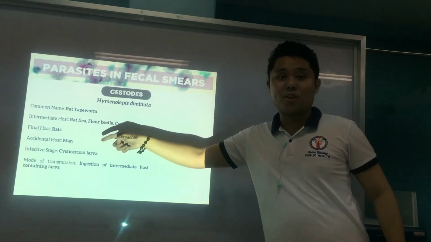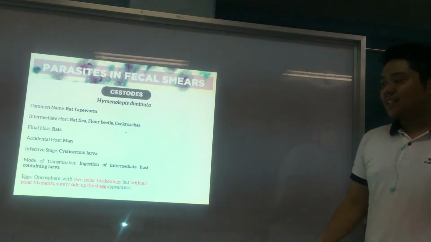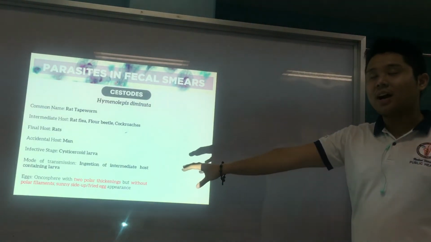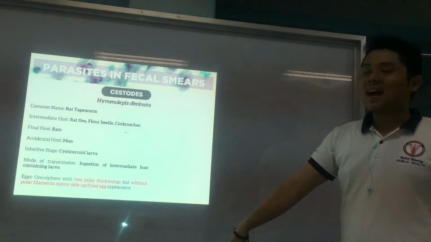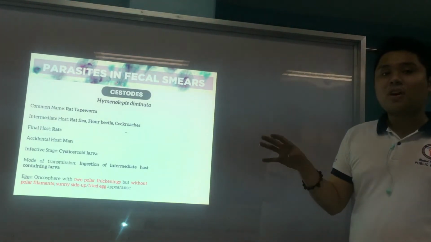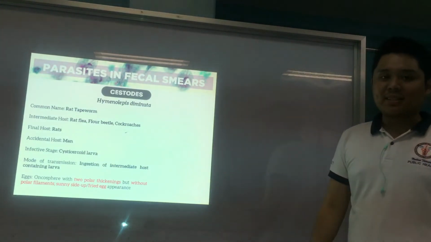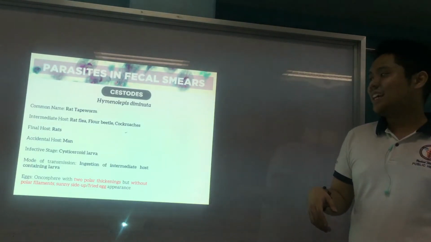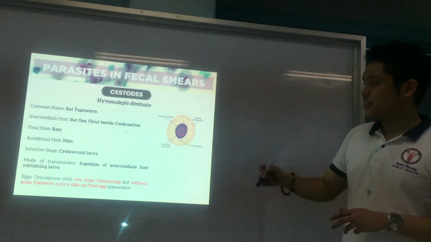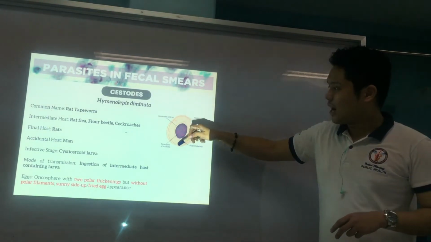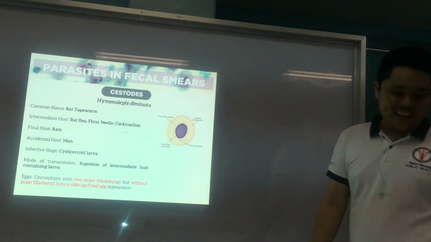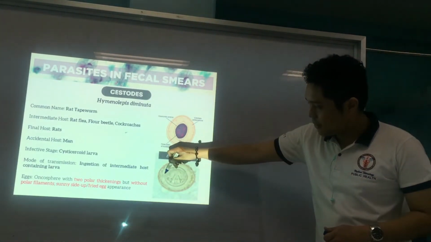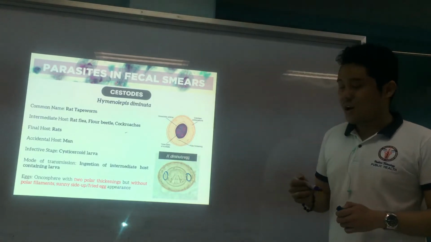So usually this rat flea or flower beetle. And the egg is an oncosphere, same as H. nana. It contains two bipolar thickenings, but without the polar filaments. And it has a description, sunny side up or fried egg appearance. So that's the egg. As you can see, it still contains the thickening, but no more lines. It looks a bit cleaner, no more lines here. This is the bipolar thickenings.